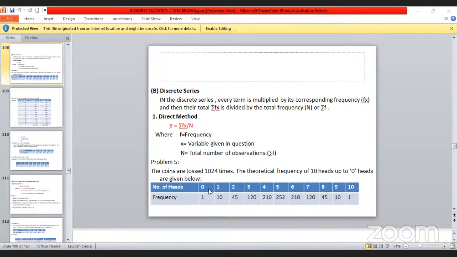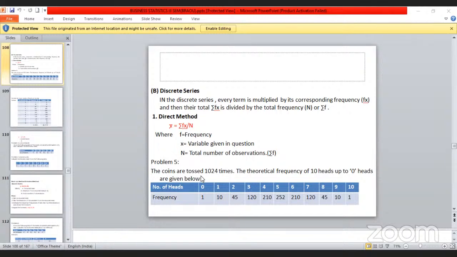Number of heads is 0, frequency is 3. Number of families is 3. They have 0 children. 0 children in 3 families, and 1 child in 5 families, like that. So it is a discrete series. So here the formula for discrete series is sigma fx by n. F means frequency, x means variables given in a question, n means total number of observations.